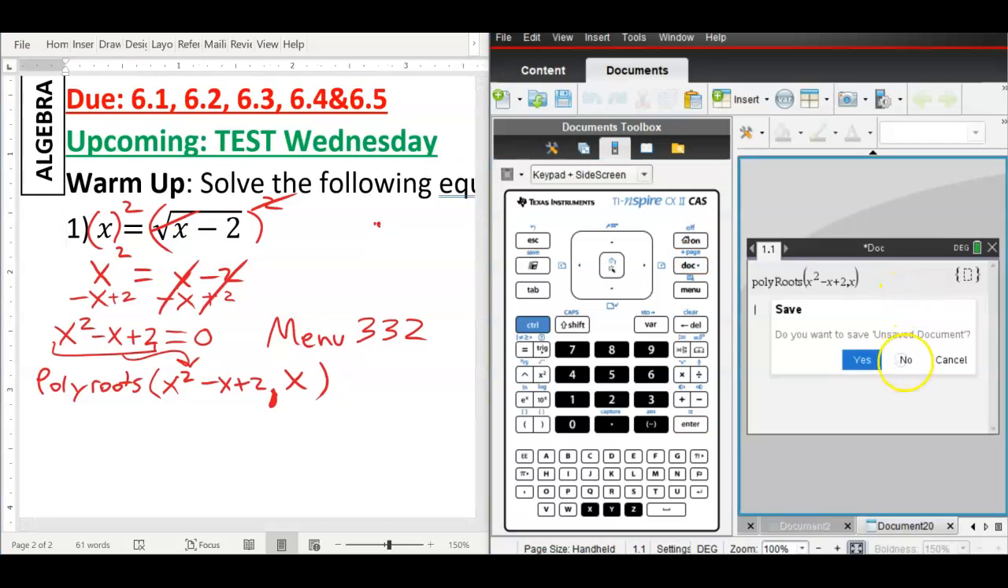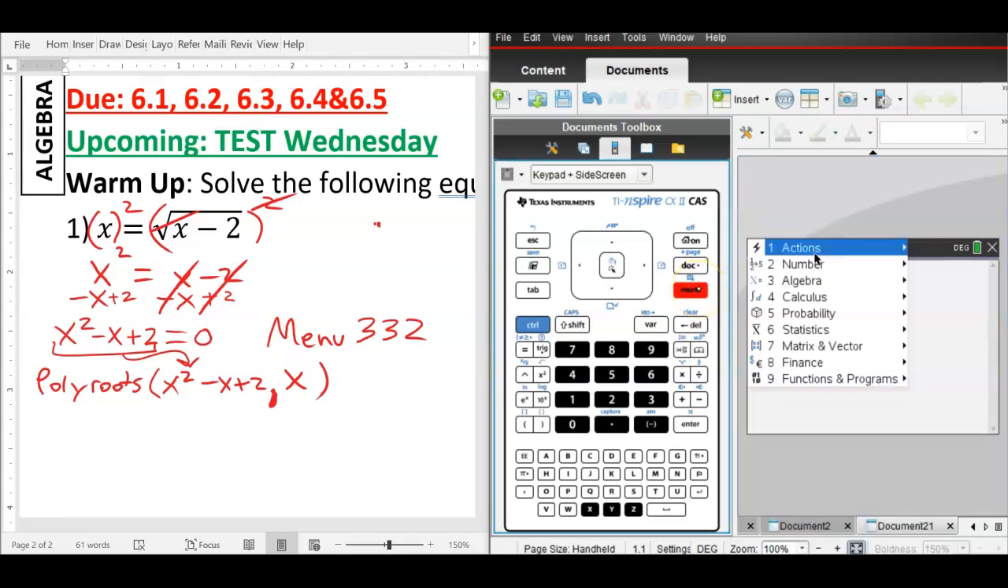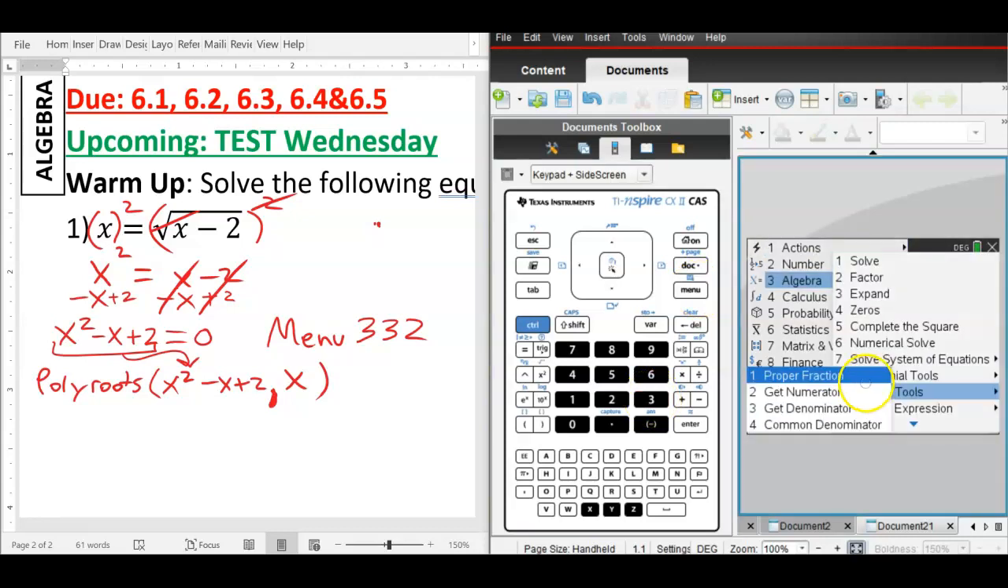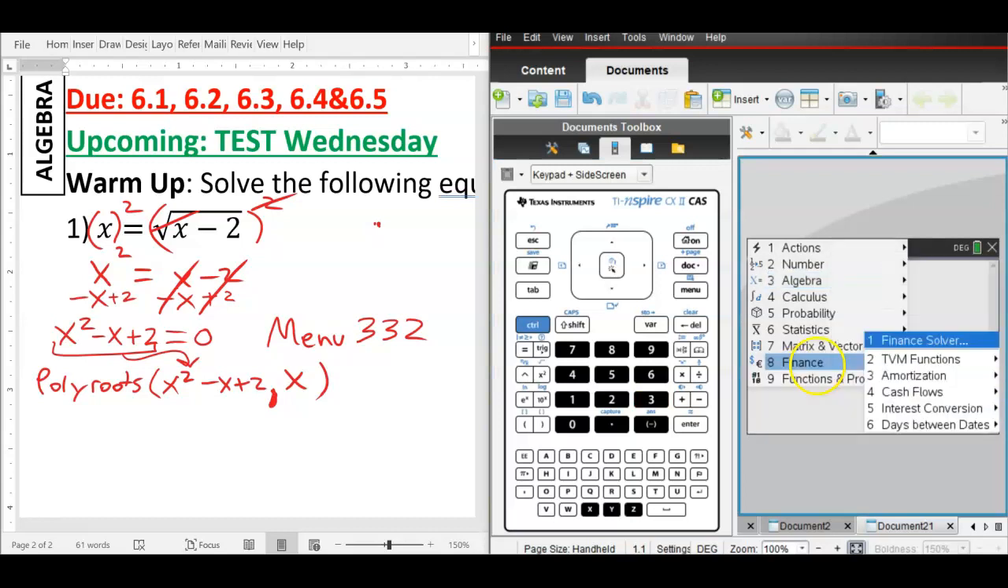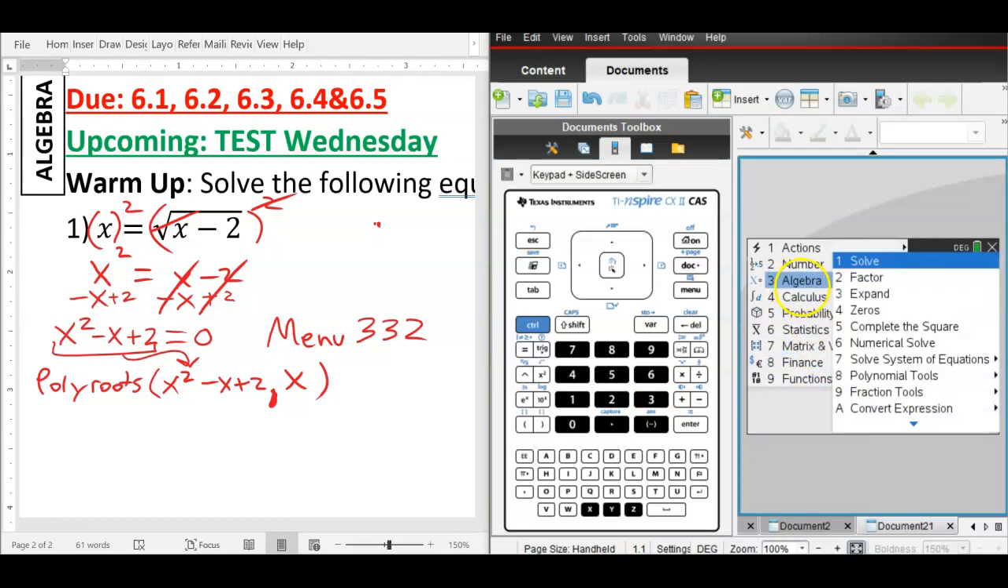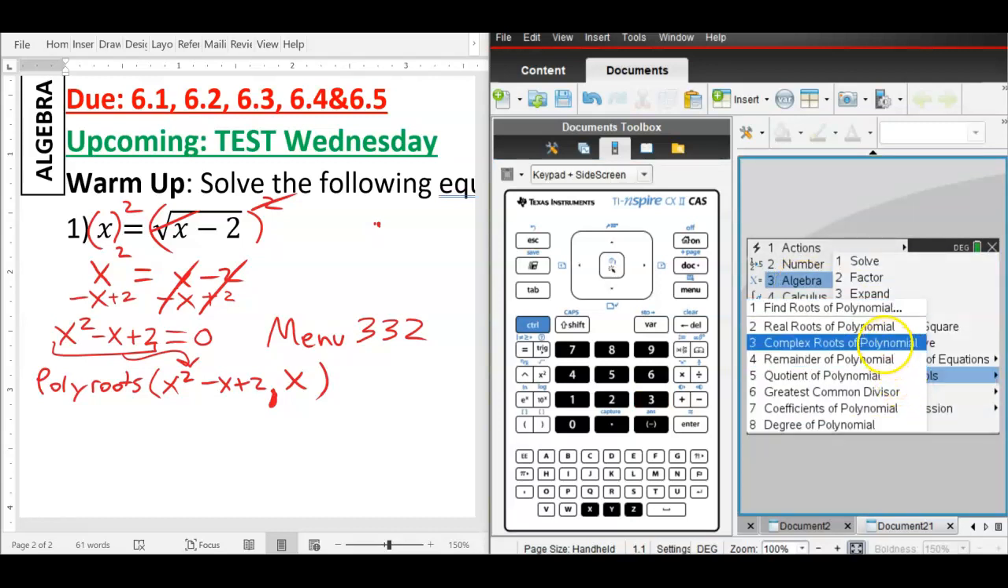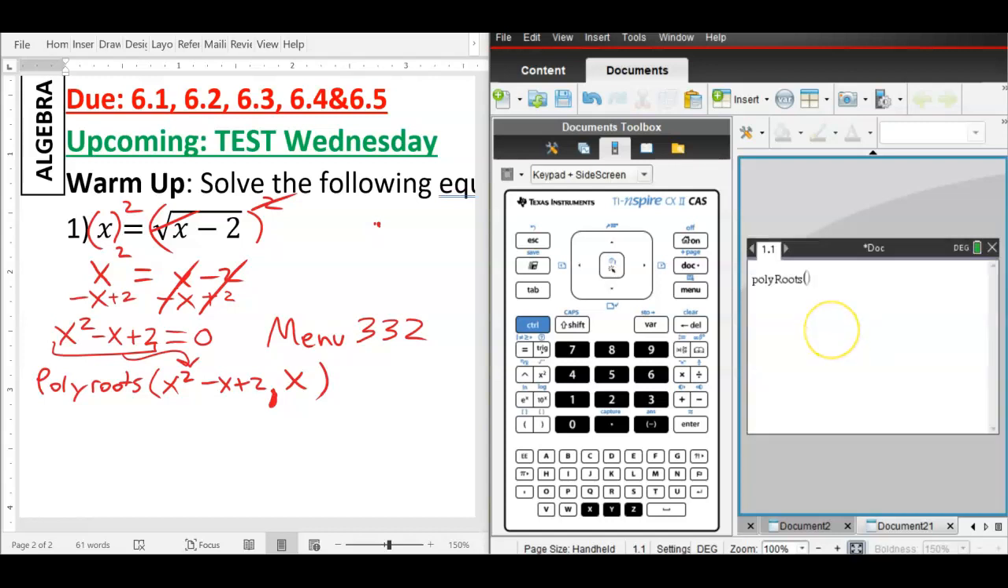From a new document, I have a calculator, a blank calculator, right? To get polyroots, you press menu, 3 for algebra, 3 is going to say polynomial tools, and then 2 is going to be real roots of a polynomial. It's going to say polyroots. Okay, but on your calculator, you press menu 332, and you'll get this.